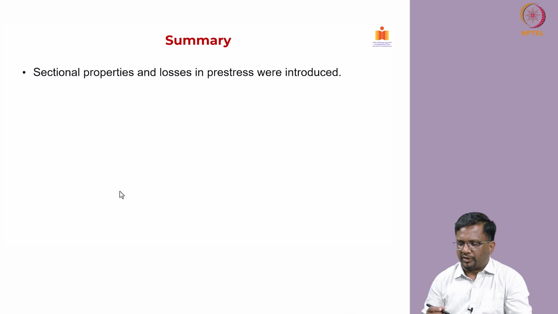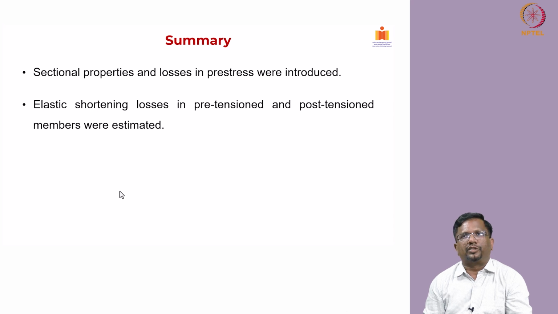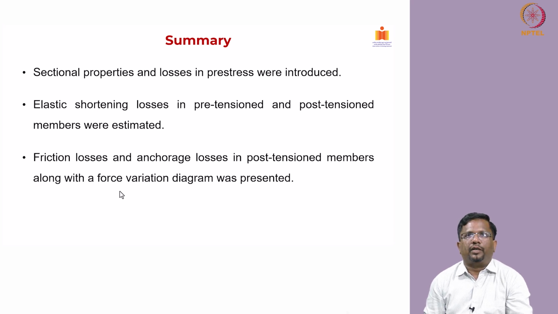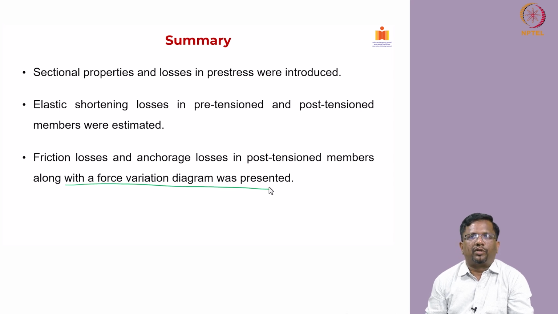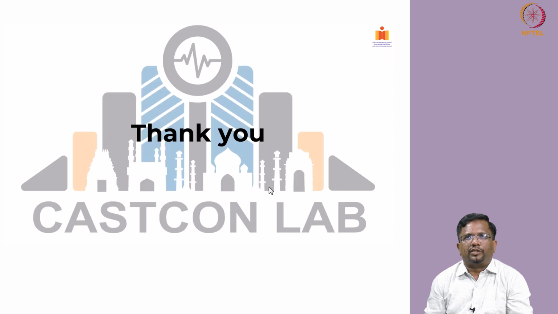Okay, so let us summarize this module. We have discussed sectional properties, and losses in pre-stress were introduced, and elastic shortening losses in pre-tension and post-tension members were estimated. We also did calculations using an example problem on how to calculate the friction losses and anchorage losses in a post-tension system, and we also did how to plot this force variation diagram, which is very important from a design point of view. So, with that we will end this module.